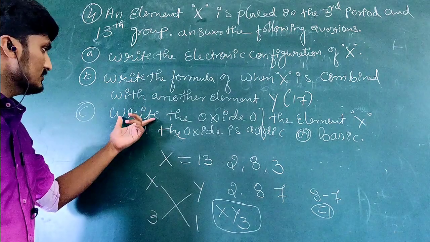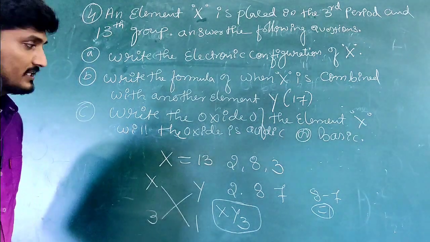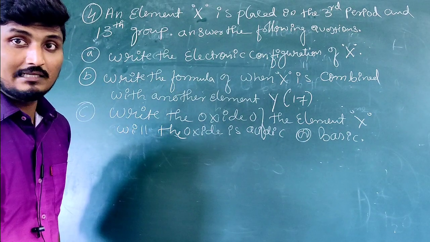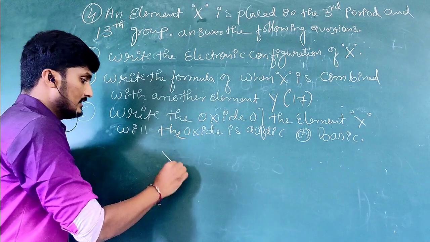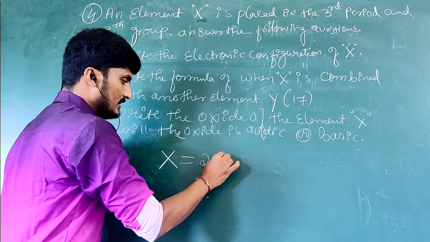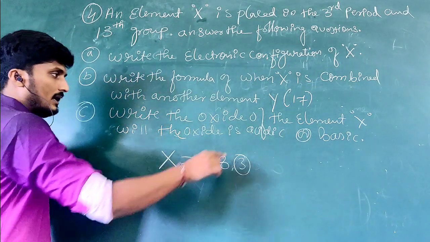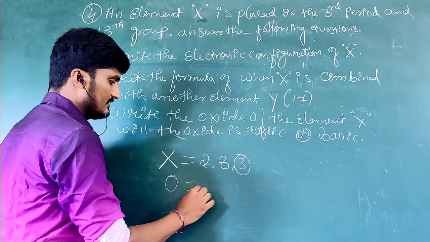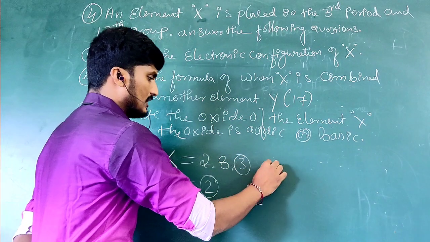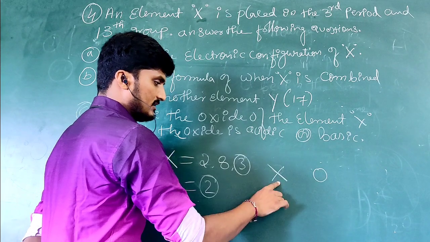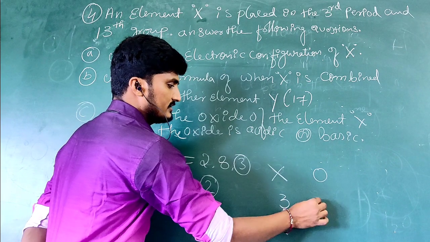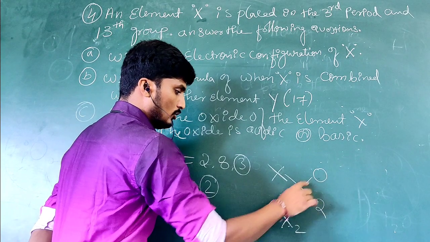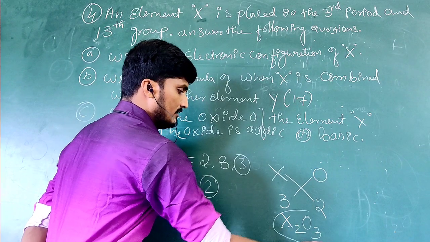Clear, children? Next question, write the oxide of the element. Oxide means when the element is combined with the oxygen, the respective oxide will be forming. So given X is there, so write down X, its electronic configuration, we already know 2, 8, 3, that means valency is 3, and they are telling oxide we need to write, that means oxygen we know, so oxygen valency is 2. Okay. So just write down the compound, so X and O. What is the valency of X? 3, oxygen is 2, so cross multiply, you will be getting X2O3. This is the oxide of the given compound.